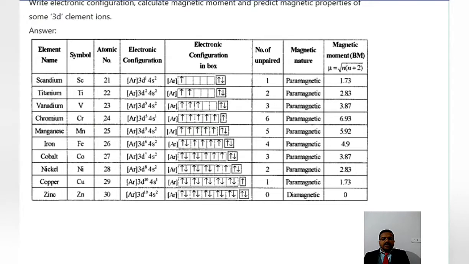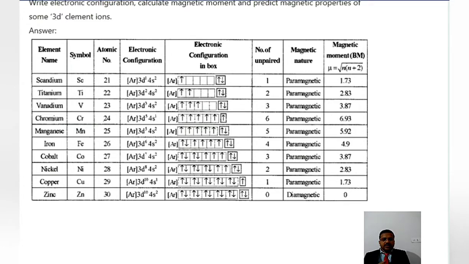Second, in the case of titanium, the electronic configuration is 4s2 3d2. That means two unpaired electrons are present in the d orbital. And the equation to find magnetic moment would be square root of 2 into 2 plus 2, and the answer is 2.83. And since unpaired electrons are present, it is paramagnetic in nature. So the filling of the 3d orbitals will be done in accordance with Hund's rule. It says that the pairing of the electrons in the orbitals will take place only after each orbital receives one electron each.